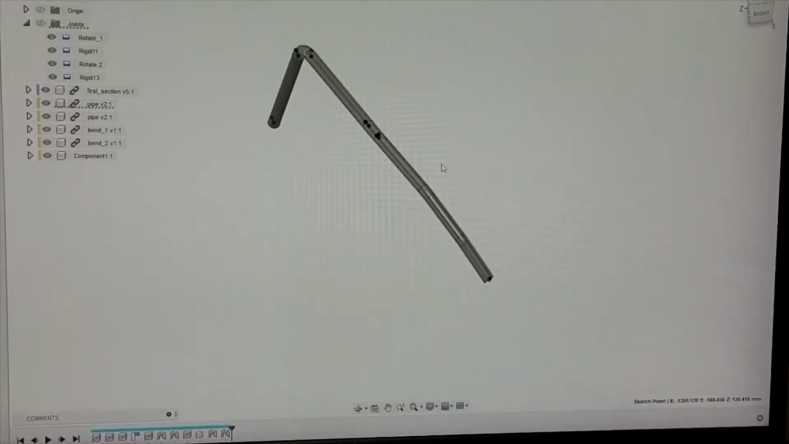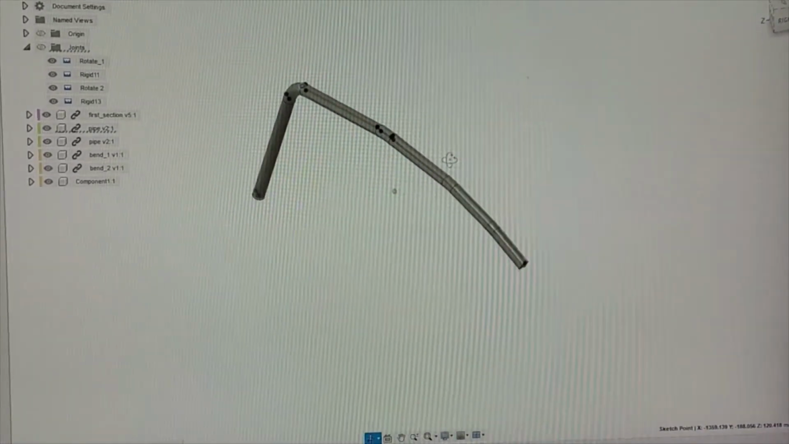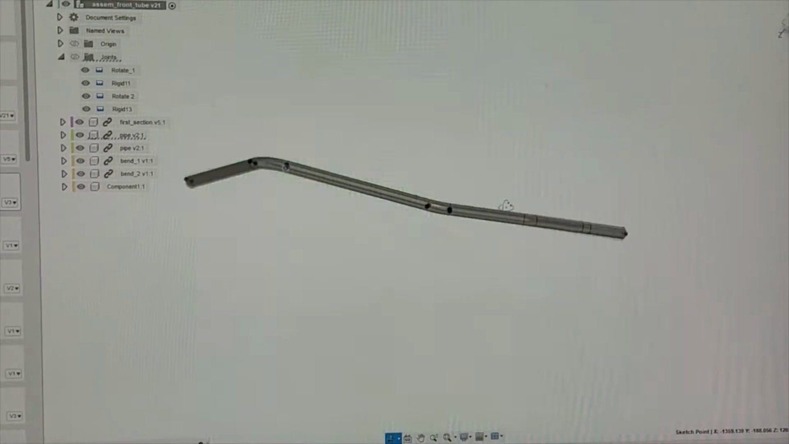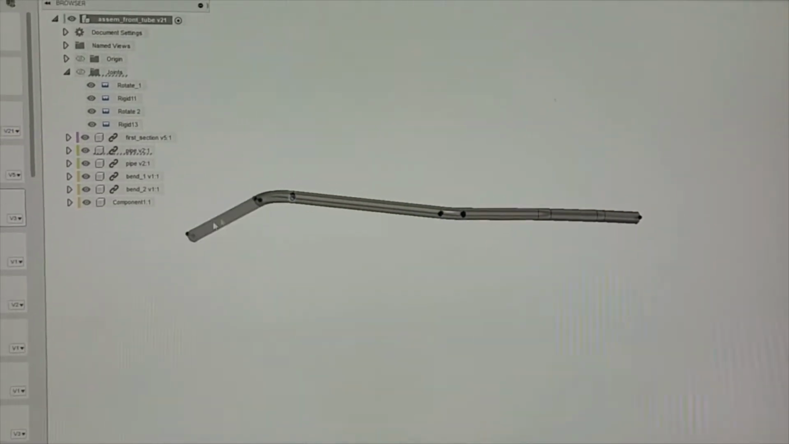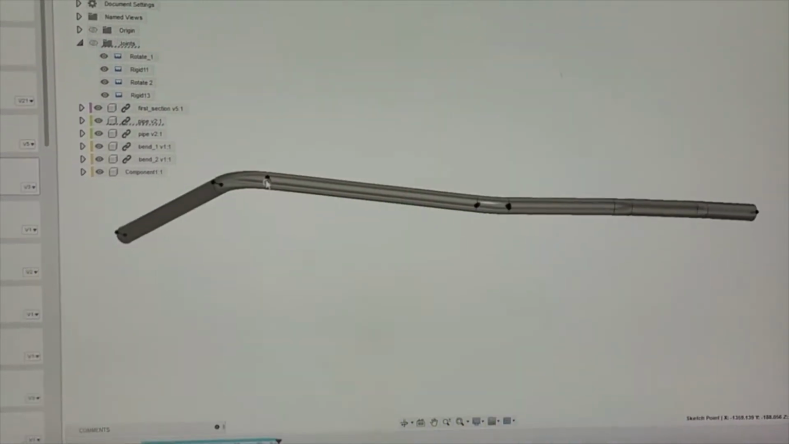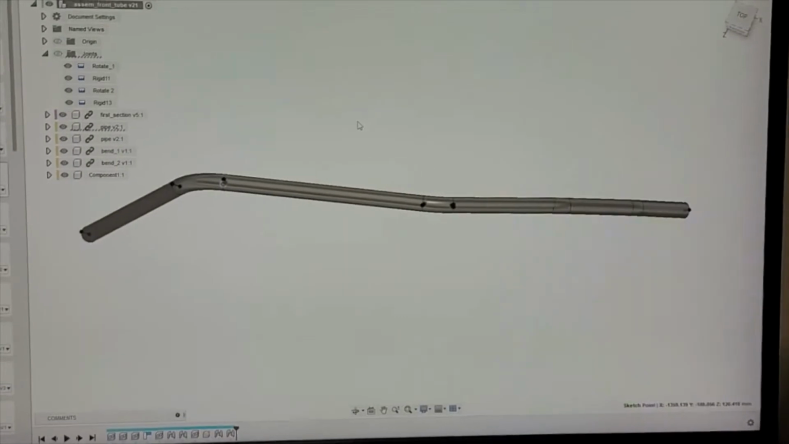So anyway, sorry that took 4 minutes to explain, but man, this has been like the bane of my existence lately, trying to figure out how to do this 3D bend stuff. So I think we got it, and we're gonna try this.